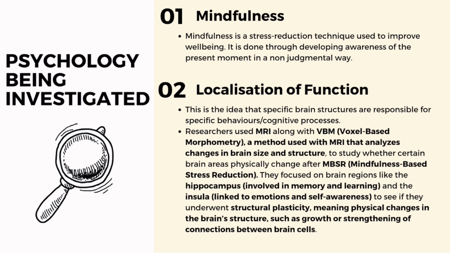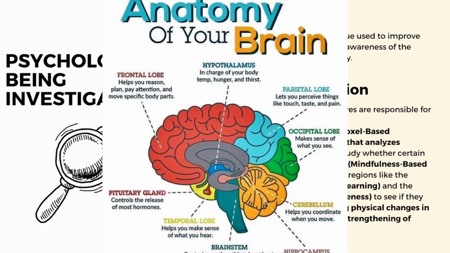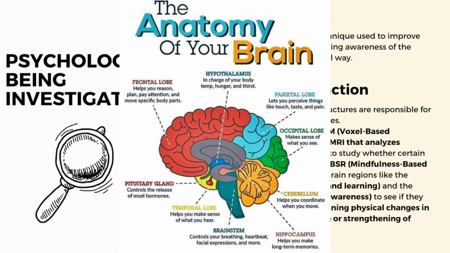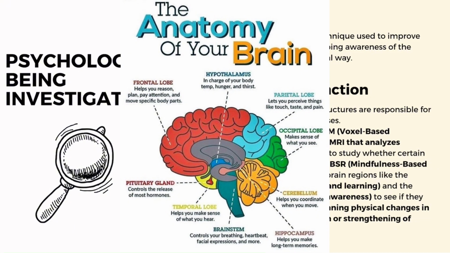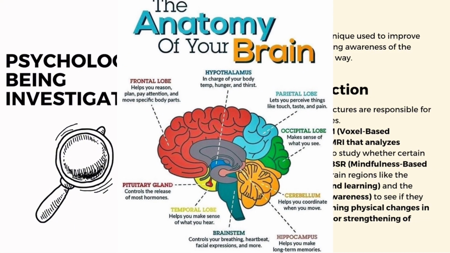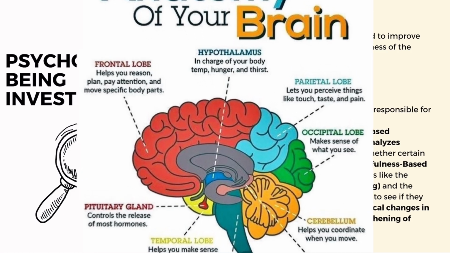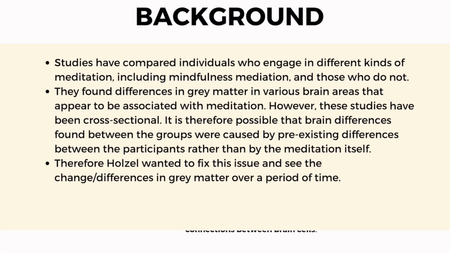Localization of function means that specific brain structures are responsible for specific behaviors. Specific brain regions, different parts of your brain, are responsible for different types of behaviors. For example, your hippocampus helps with memory, and your insula is linked to emotions and self-awareness. Similarly, there are a million other brain regions linked to a million other things. There are some brain regions such as Broca's area, which is linked to your language. So that is what localization of function is about. Now, let's move on to the background of the study.